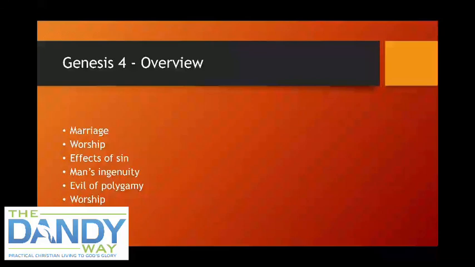We're seeing the effect here. Sin came in chapter 3, and we're seeing the effect in chapter 4. Man's ingenuity, the evil of polygamy was found documented in this chapter. And it also closed with worship.